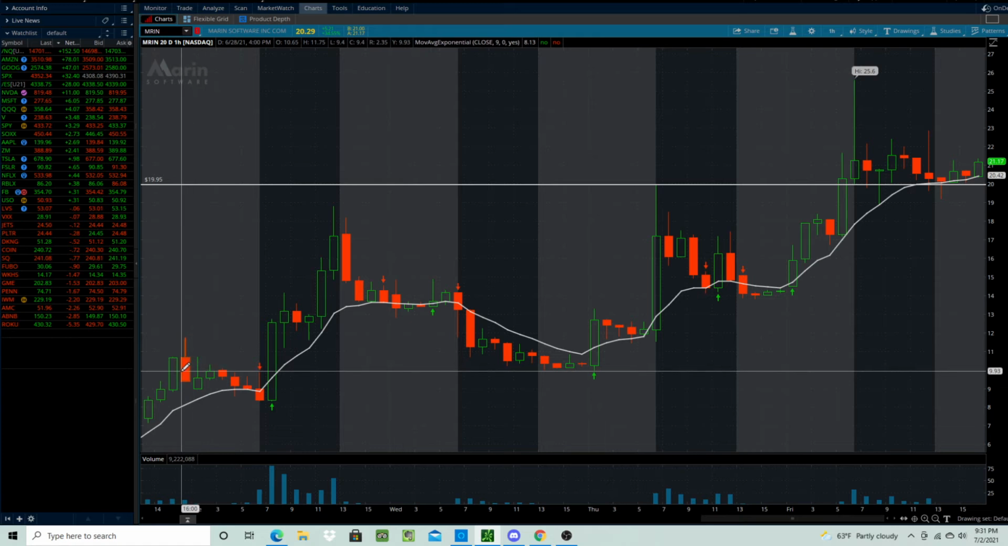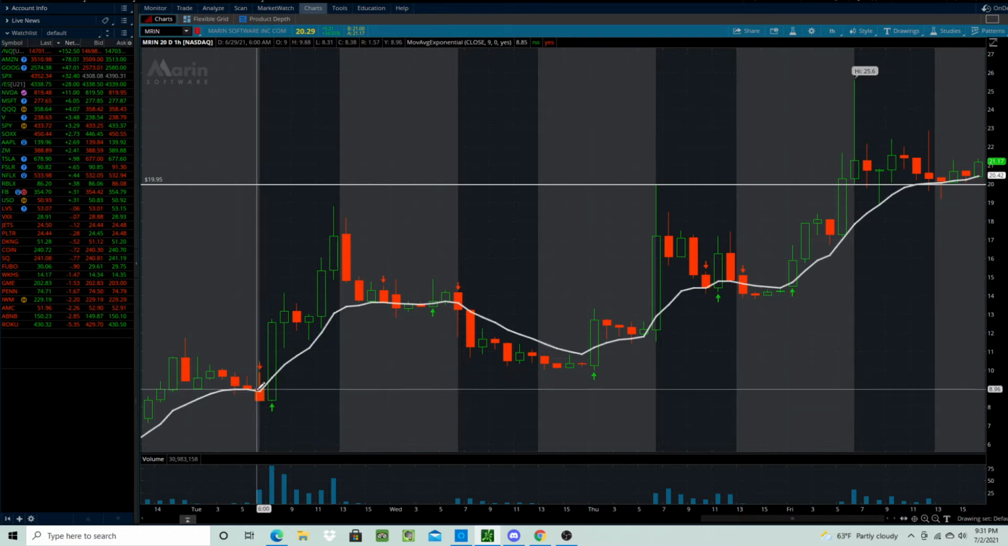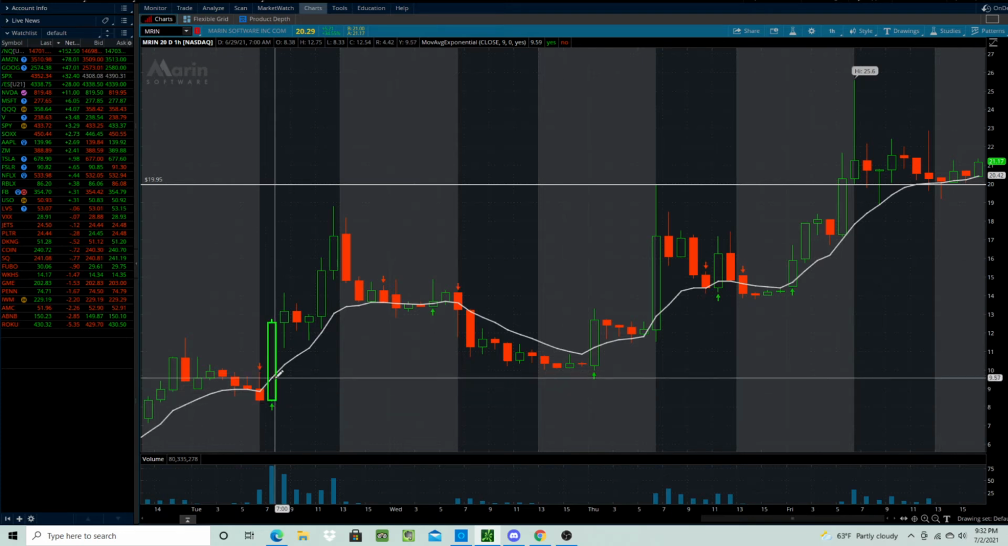The first thing that we're looking for is a stock to be trading over the 9 EMA. We are looking for a breakdown and a close underneath the 9 EMA. As soon as we get that close below the 9 EMA, we are looking to reconfirm and reclaim the 9 EMA. Preferably, the bigger the bar, the better.